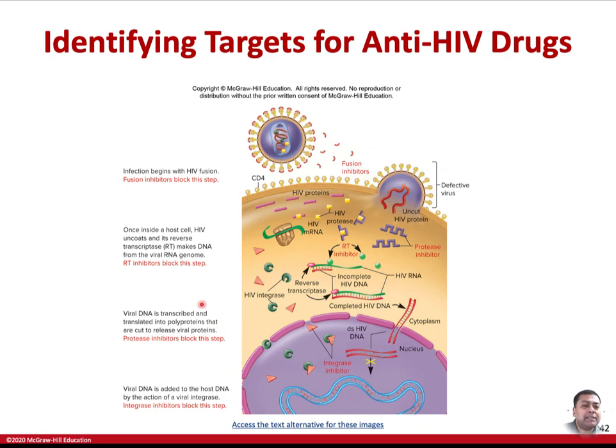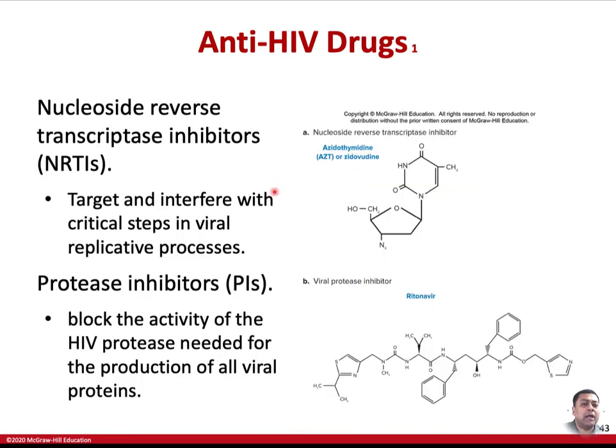So the protease inhibitor blocks this step. These viral polyproteins cannot be chopped into each individual HIV protein. So they cannot assemble into the virus and bud out of the cell. So these are some of the targets of the anti-HIV drugs. So let's take a look at that.